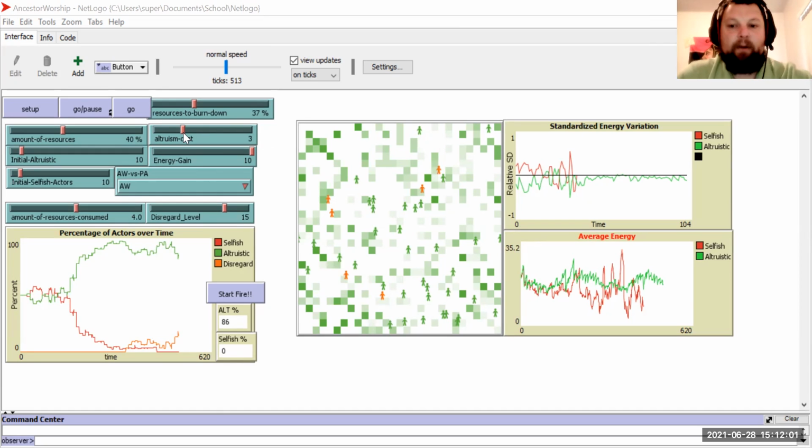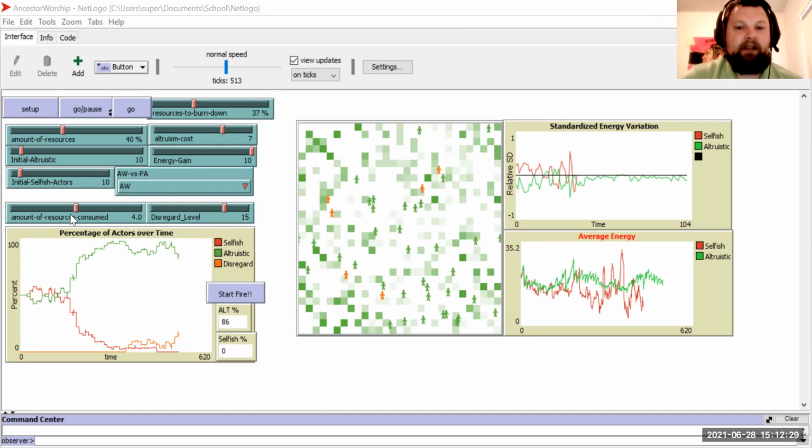If you set both of these to 10, you'll actually notice that the ancestor worship strategy stops being so incredibly adaptive. The strategy still works around 7 or 8 of this, but it takes a lot longer for the hypothesized effect to take effect.